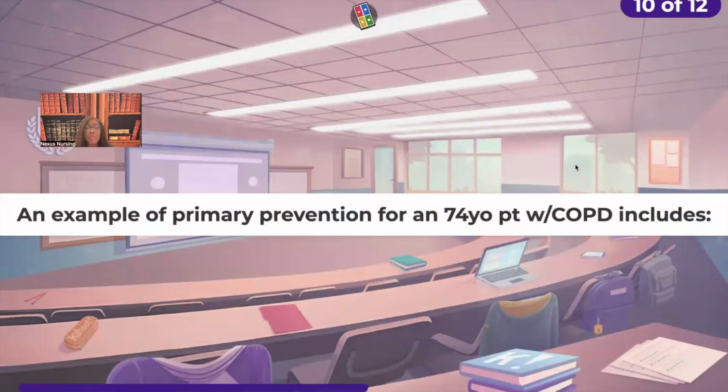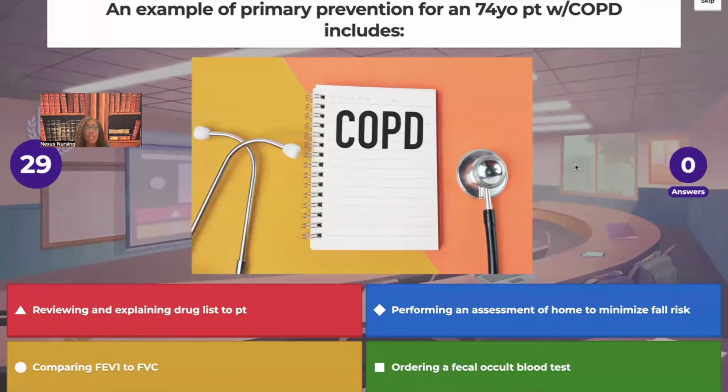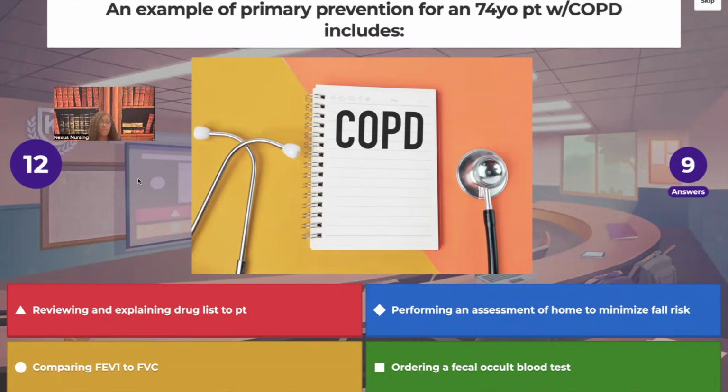An example of primary prevention for a 74-year-old patient with COPD would include reviewing and explaining their drug list, performing an assessment of their home to minimize their fall risk, comparing their FEV1 to their FVC, or ordering a fecal occult blood test. Which one would be a type of primary prevention?